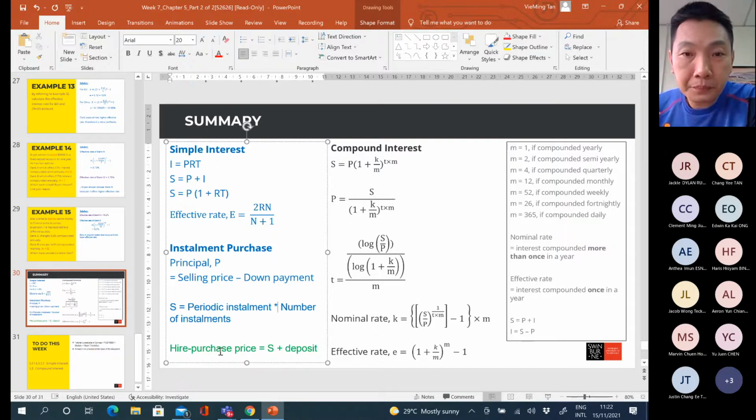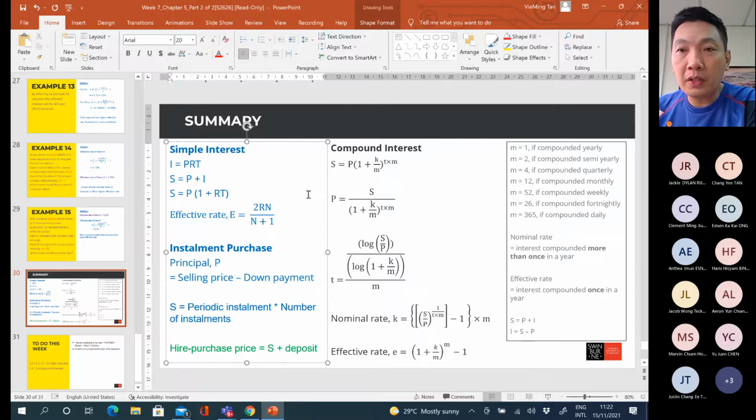And lastly, if the question is asking to calculate the hire purchase price, that means in total how much will be paid by the customer under the hire purchase agreement, then you can use S plus the deposit. Okay, S plus the deposit.